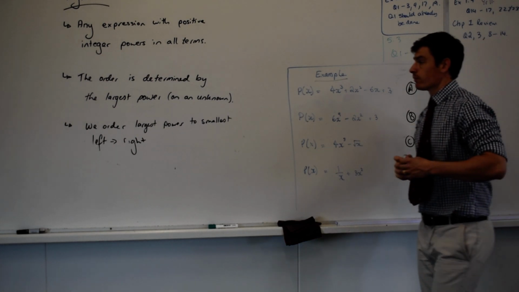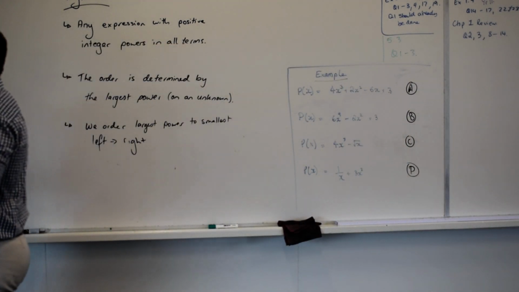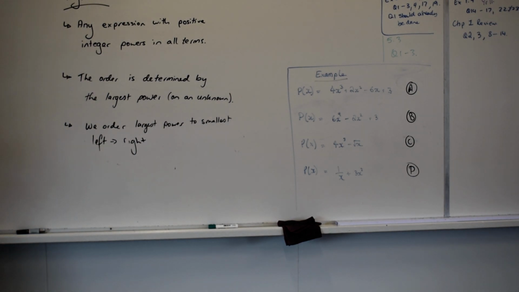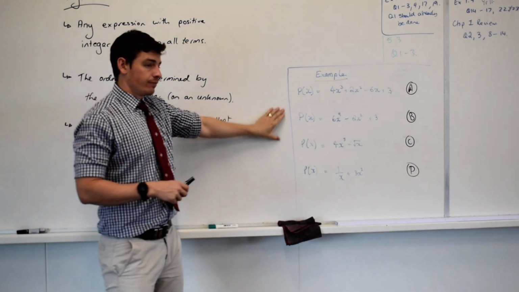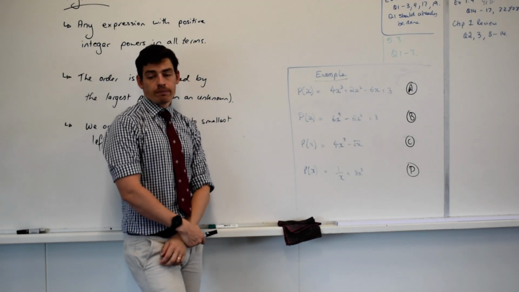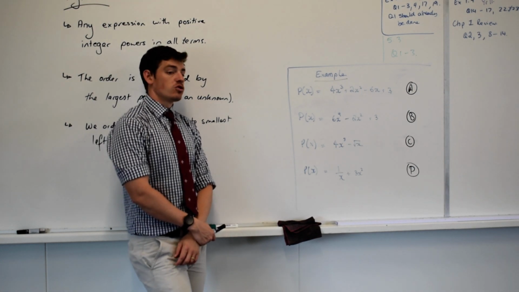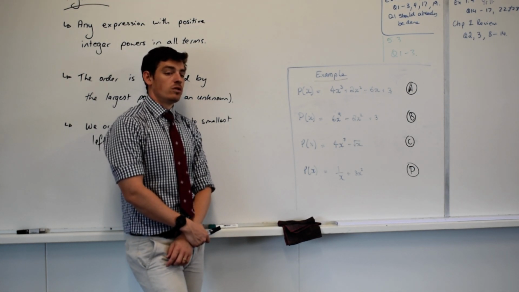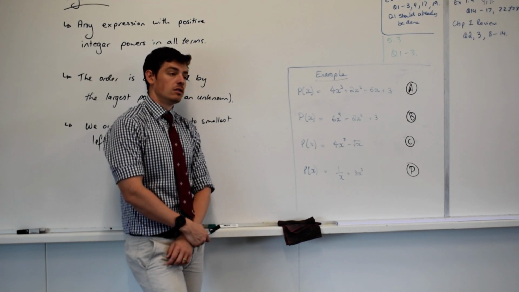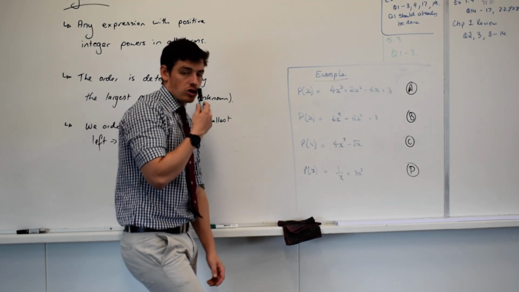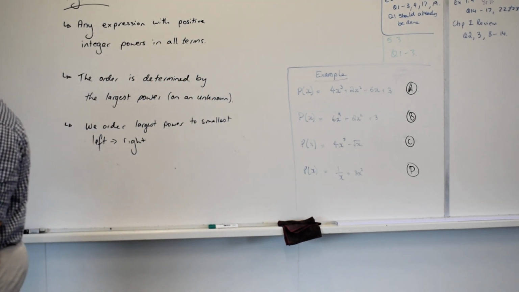Alright, time's up. So, which of these are polynomials and which are not? Who thinks there is 0 polynomials on the board? Who thinks there is 1? Who thinks there is 2? Who thinks there is 3? Who thinks there is 4? Very good. 2 is the most commonly answered. Which of those 2 are?